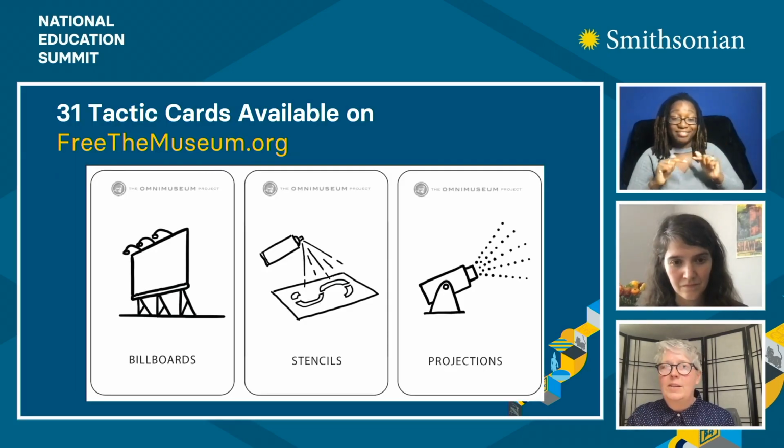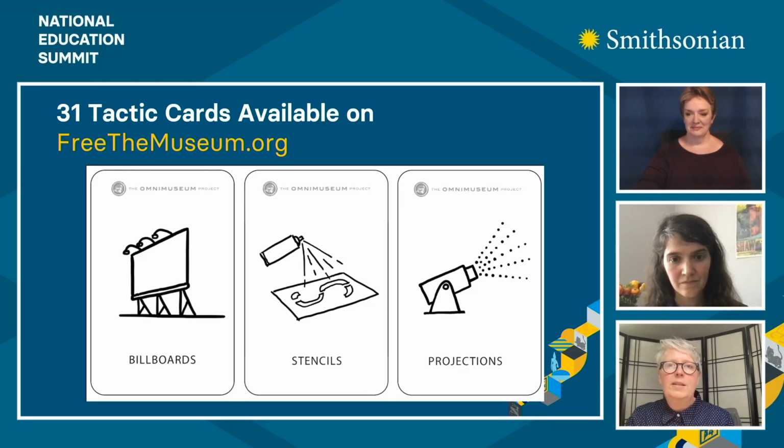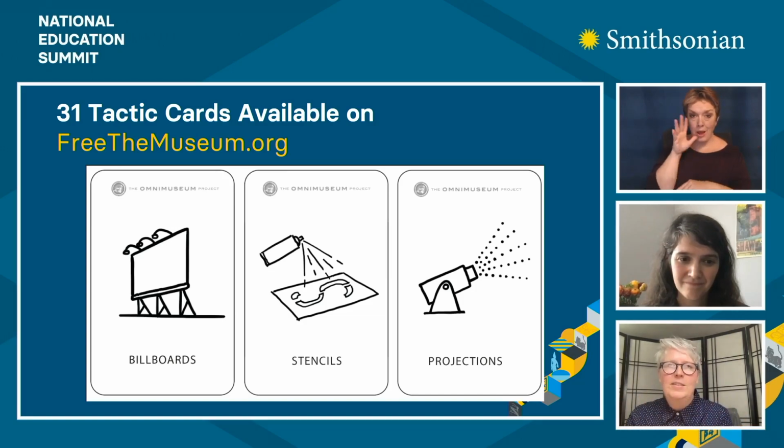The tactic cards are on freethemuseum.org. There's 31 of them. So those are really awesome to get your gears turning. Sometimes I like to take 2 and combine them and see what happens. You know, like just pick 2 random ones and see if anything occurs.